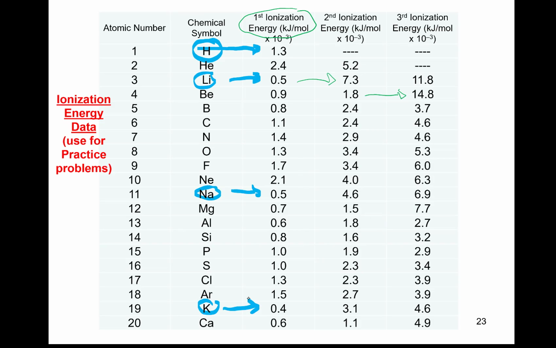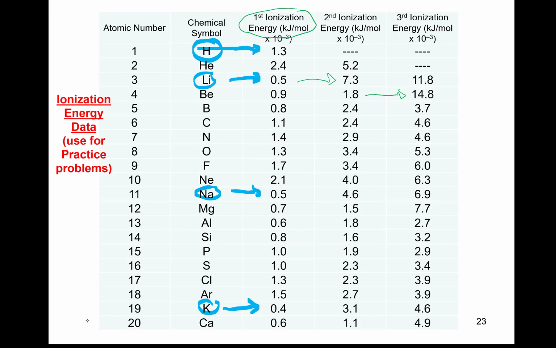And the reason for that is the shielding effect. There are all those core electrons, as you get higher and higher energy levels, that are shielding the valence electrons from the nucleus, so it doesn't take as much energy to remove those valence electrons.